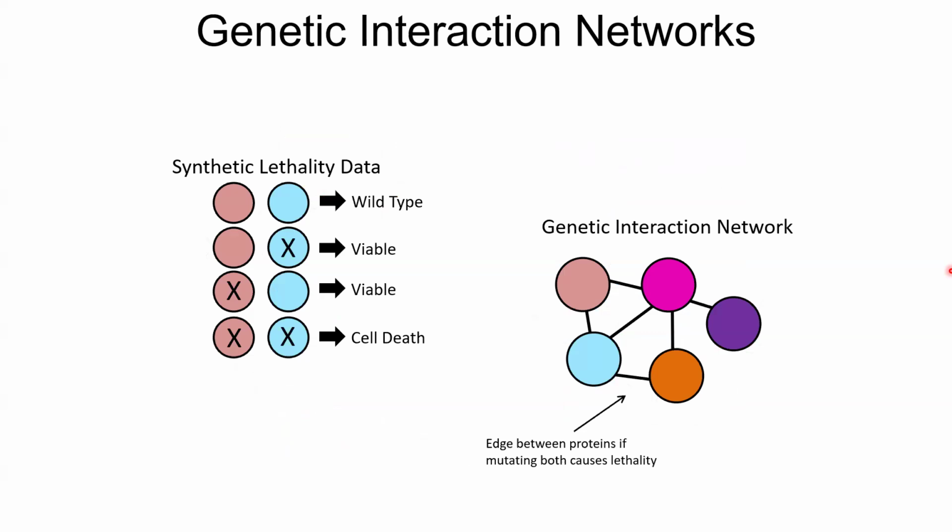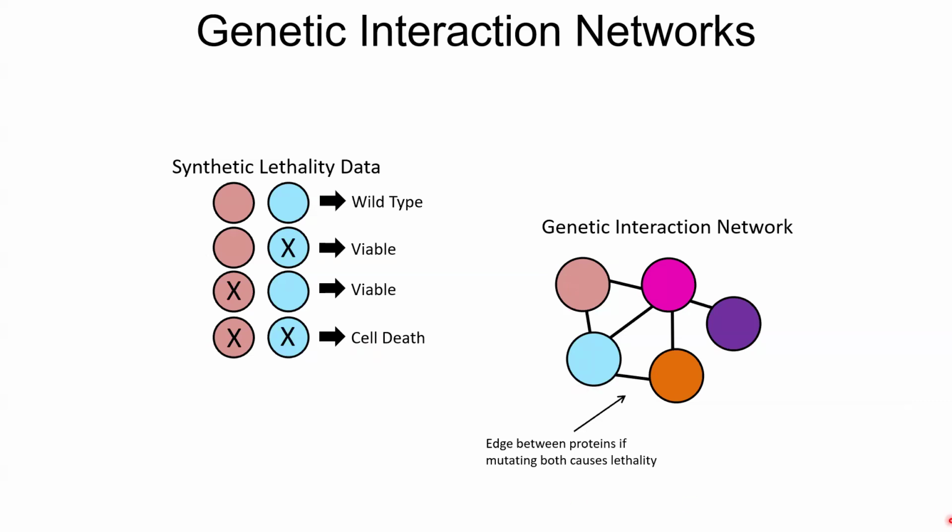Another important type of network is the genetic interaction network. This network is derived from synthetic lethality data. In this case, you have an example where expression of 2 proteins in wild type leads to a functioning cell. This is your wild type cell. If you knock out one protein, that cell is still viable, meaning it's still alive. If you knock out the other protein, the cell is still viable. But if you knock out both proteins, you get cell death. In this case, you have an edge between, for example, this mauve and cyan protein, and it indicates that knocking out both proteins or mutating them causes lethality.